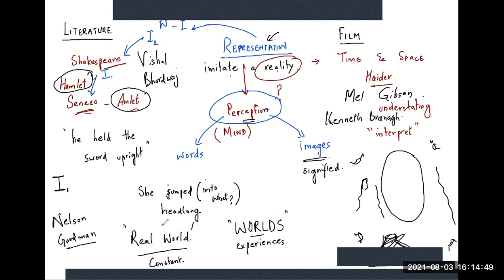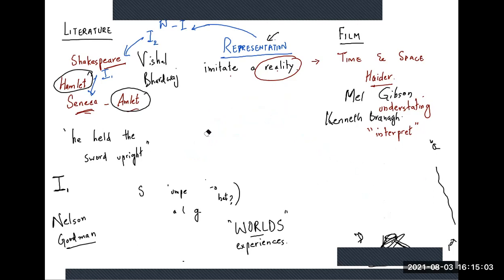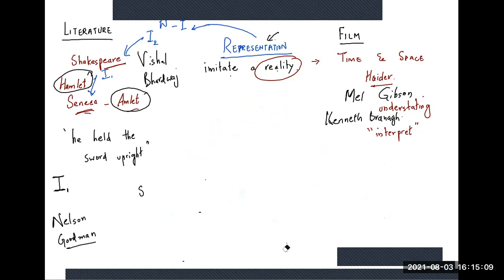But then, if there is no single constant real world, what is reality? Here the question of reality becomes pertinent. Because he says realities are multiple. For example, she jumped headlong. This is one reality, but it became multiple realities in each one of your heads, the way you perceived it.